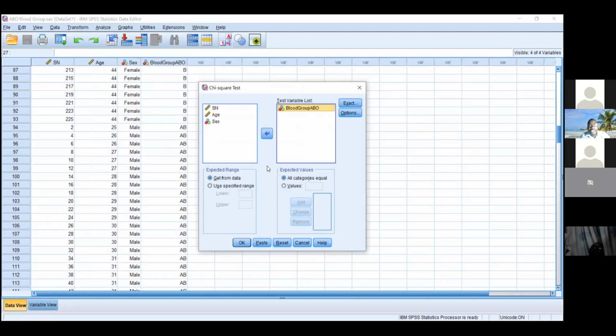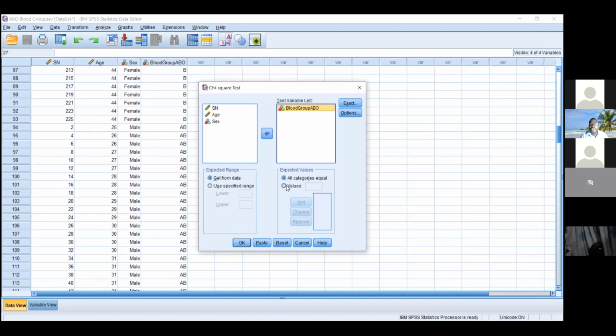Great. You will see the question, I say look at the expected categories. If you say all categories equal, you can just go and run the analysis. It will run it for you. Automatically, it has divided the total into equal shares, 25, 25, 25, 25. Then you just run it like that.